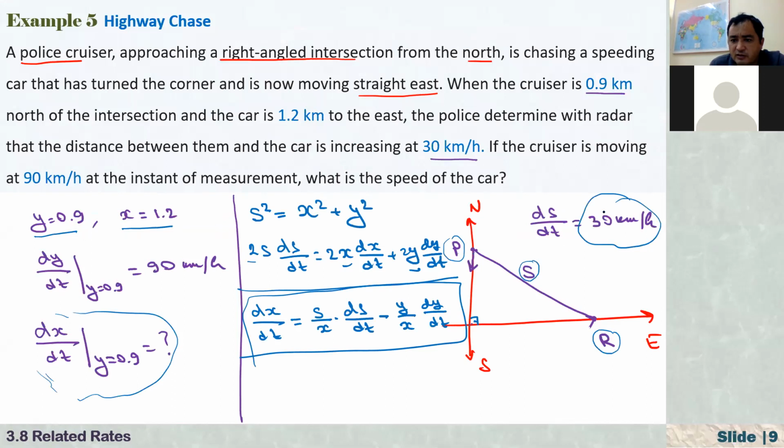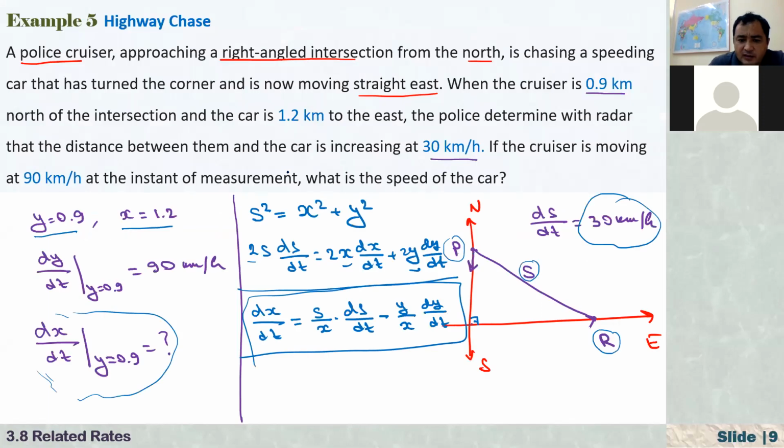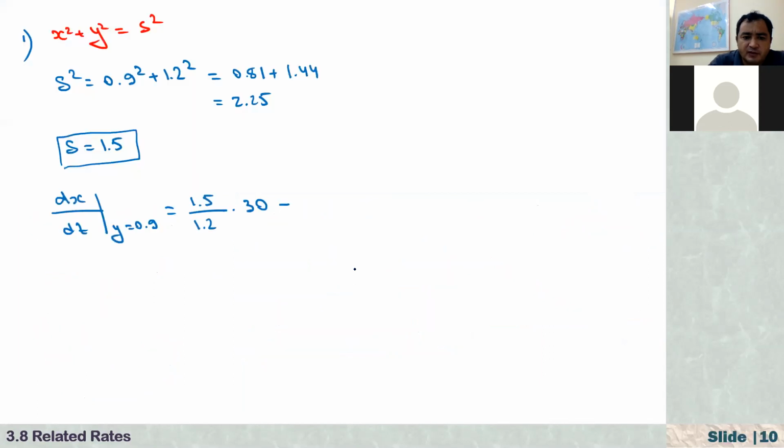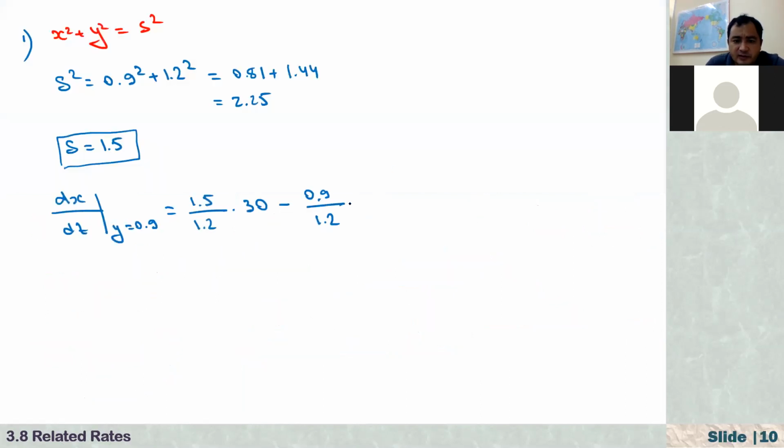ds/dt is 30 kilometers per hour, minus y over x, where y is 0.9 and x is 1.2, so 0.9 over 1.2, times dy/dt. dy/dt is also given as 90 kilometers per hour. If you notice, y is approaching zero, so it is decreasing, and that's why it must be negative. So we have times minus 90.